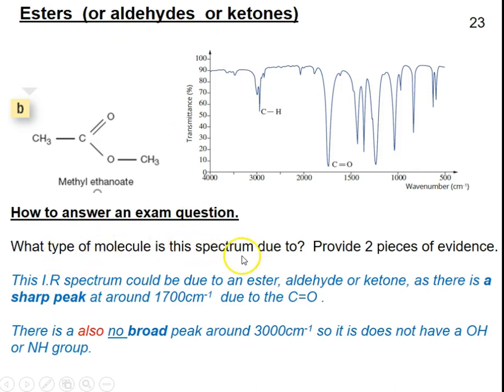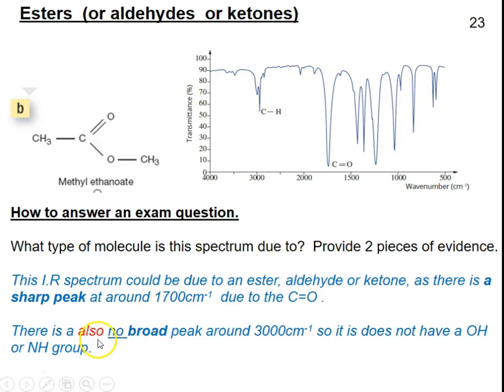Okay, so what type of molecule is this spectrum due to? Provide two pieces of evidence. So the first thing that you could say is it's due to an ester, an aldehyde, or a ketone, as there is a sharp peak at around 1700. You're not really sure whether it's an ester, an aldehyde, or a ketone. You'd have to have some other evidence to know which one it was, but you can see that it has a carbonyl group. Because you're not sure which one, you don't have to quote the exact range. You can just say it's around 1700.